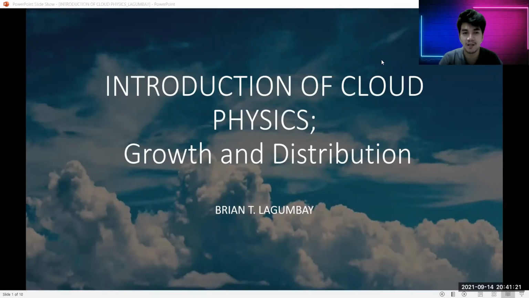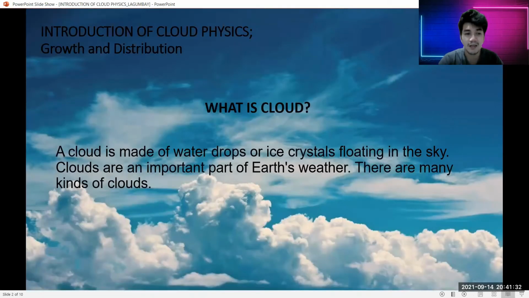So hello, ang topic na nato karon is introduction of cloud physics, growth and distribution. So cloud physics is study of clouds. So what is cloud? A cloud is made of water drops or ice crystals floating in the sky. Clouds are important part of Earth's weather. There are many kinds of clouds.